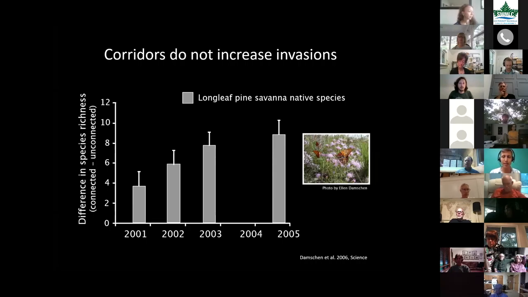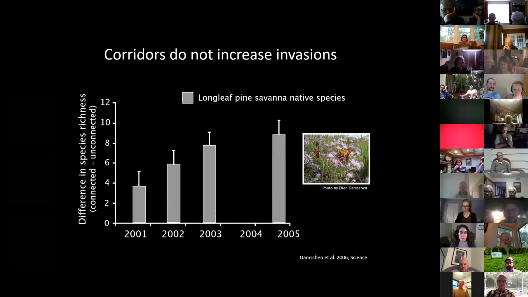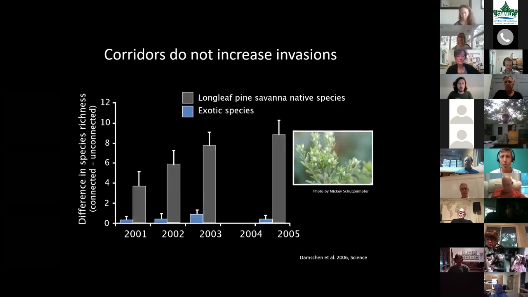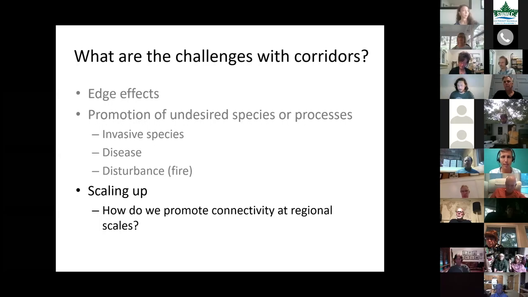We see over time, this is early in the time series, but we're seeing the same effect to this day, that corridors increase the number of longleaf pine savanna species. These are species that are native to longleaf pine savannas, whereas corridors are not increasing exotic species like this species, Sericea lespedeza. And one reason we think that this might be the case is that invasive species are just really good at getting around. They've gotten from some other place in the world already. They're good at moving. They often have fruits that are spread by birds or other means, and they just simply don't maybe need corridors to move around landscapes, unlike native species.